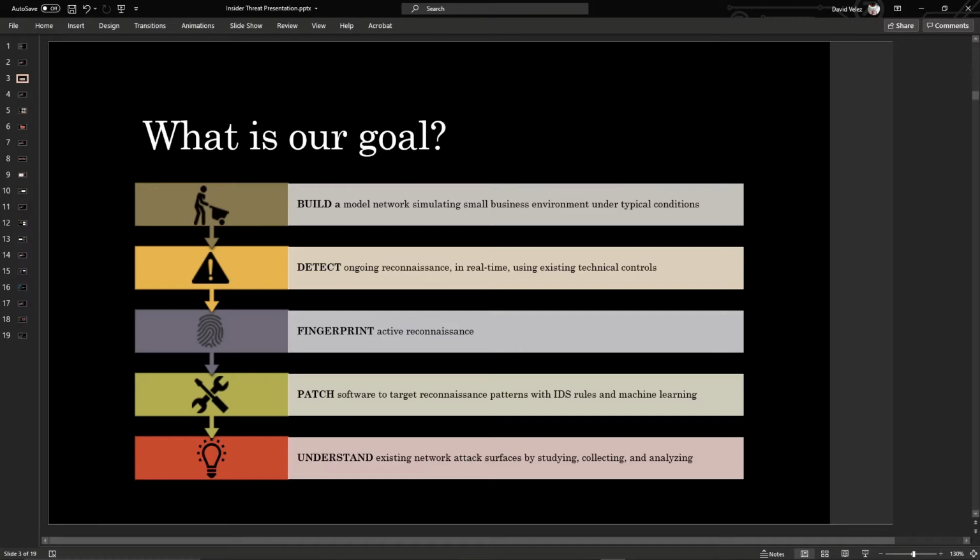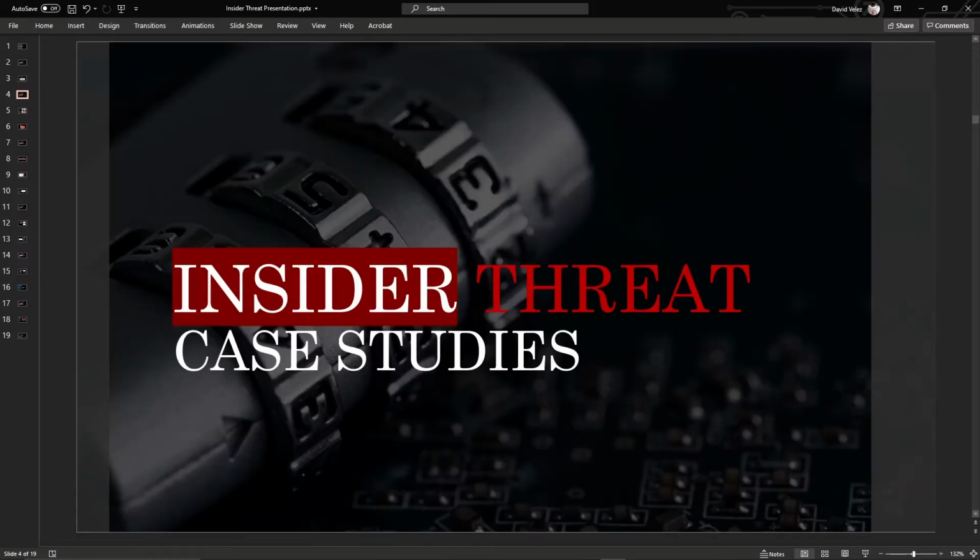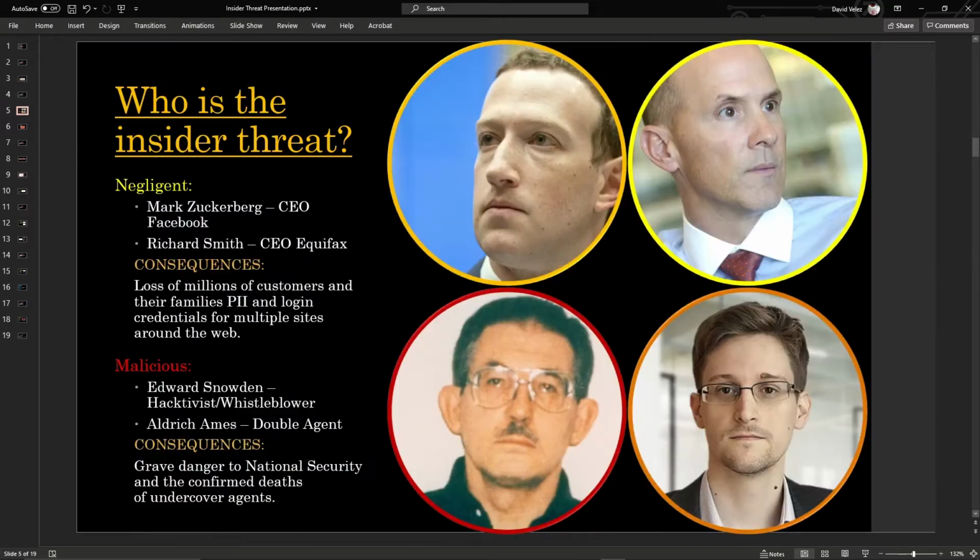The insider threat. In order to more fully understand the insider threat, we have to ask two questions. Who is the insider threat, and what level of damage can they cause? The insider threat can manifest itself through either an act of negligence or malice.